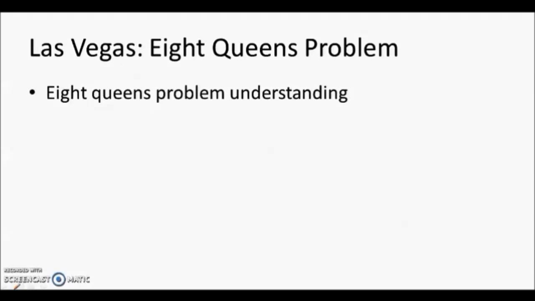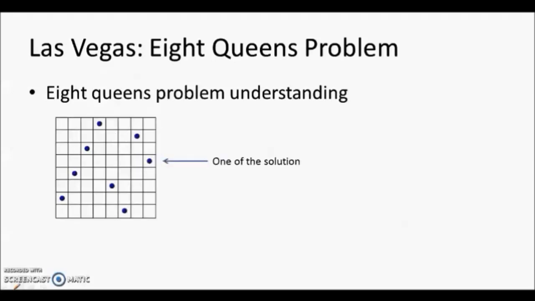The 8 queens problem is a well-known algorithmic task where we are asked to place 8 queens on a chess board with no queen attacking another. A queen attacks other pieces in the same row, same column, and along its diagonals. So here you can see the figure. This is one of the possible solutions where we can put the queens.